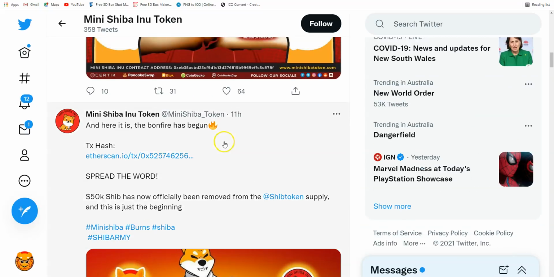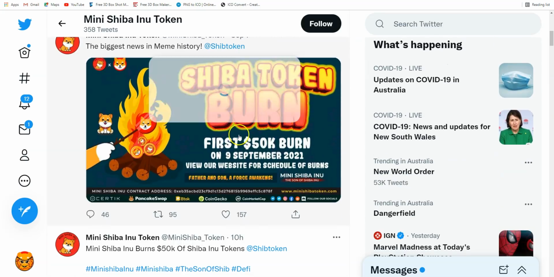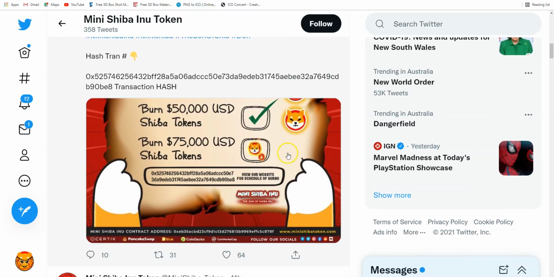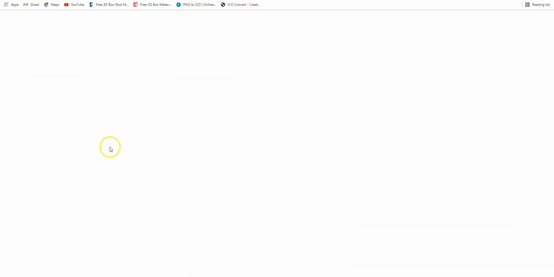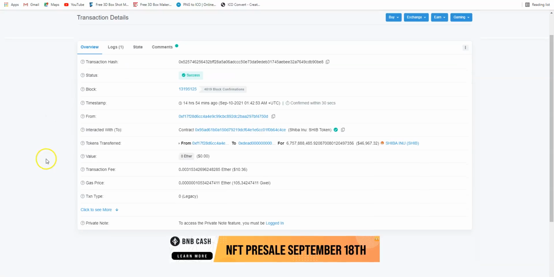I'm just going to quickly go to their Twitter page and scroll down. This is a recent promotional material of their first 50K burn on the 9th of September. And this must be another acknowledgement. They have a transaction ID here. We're just going to quickly head down here and check, is that Etherscan? Yes, it is. I'm just going to click on Etherscan. We're going to see if we can verify that. So this is their transaction address.